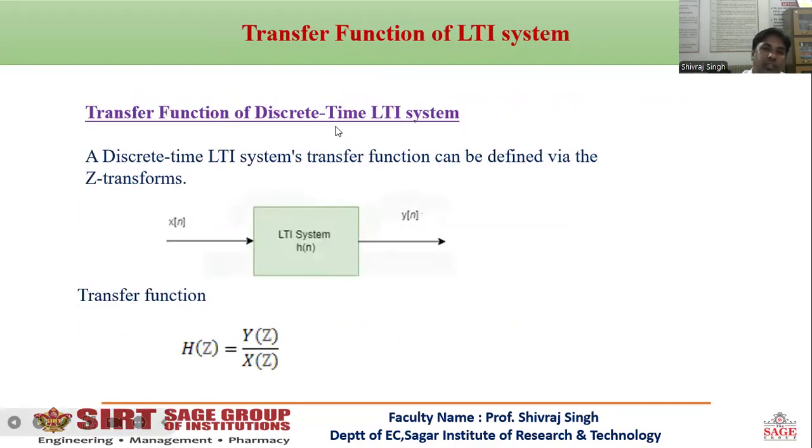Now, the transfer function of the discrete time LTI system. A discrete LTI system transfer function can be defined by the Z transform. Here the input signal is x of n, and this is y of n, that is the LTI system in discrete nature. Then the transfer function or system function is given by h of z equal to y of z upon x of z.